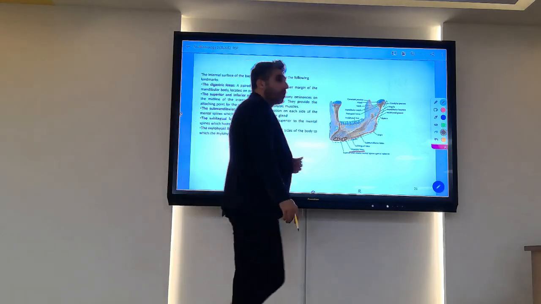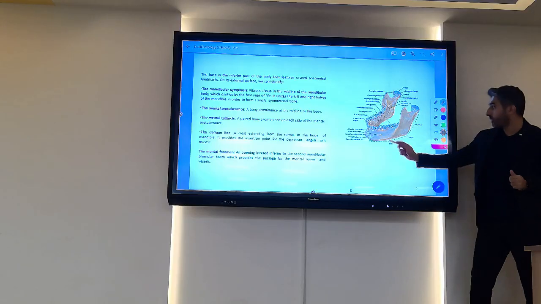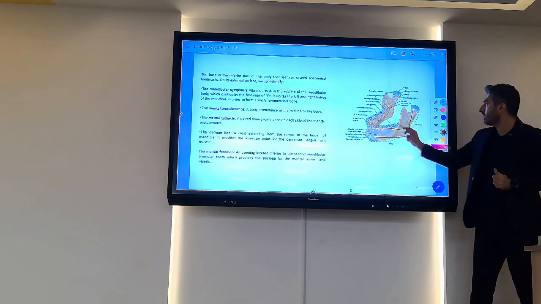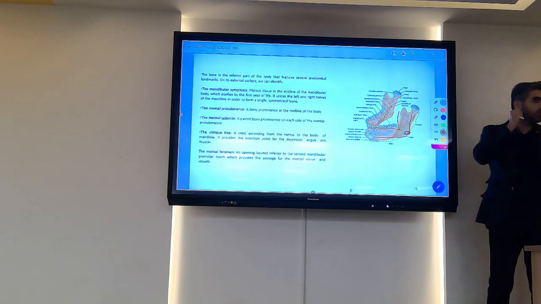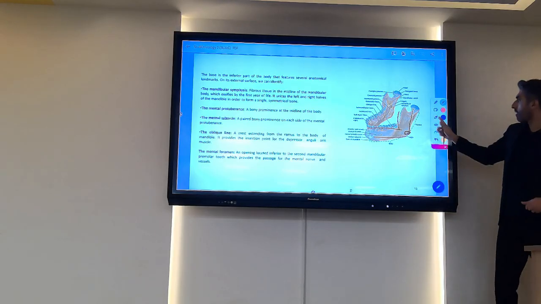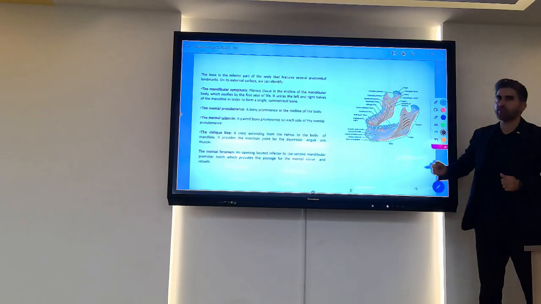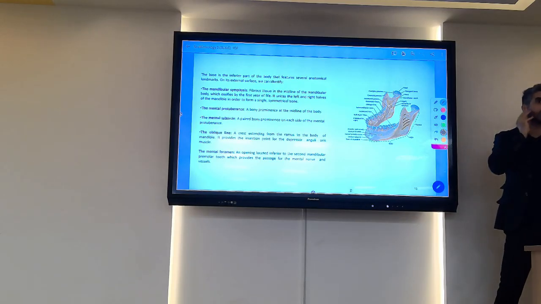Let's talk about the ramus. Between the body and the ramus, we have the angle, the angle of the mandible. It's here. The outside of the ramus is a little rough. A muscle attaches here, the masseter muscle. Masseter is for mastication. The masseter muscle is on the outside of the ramus.